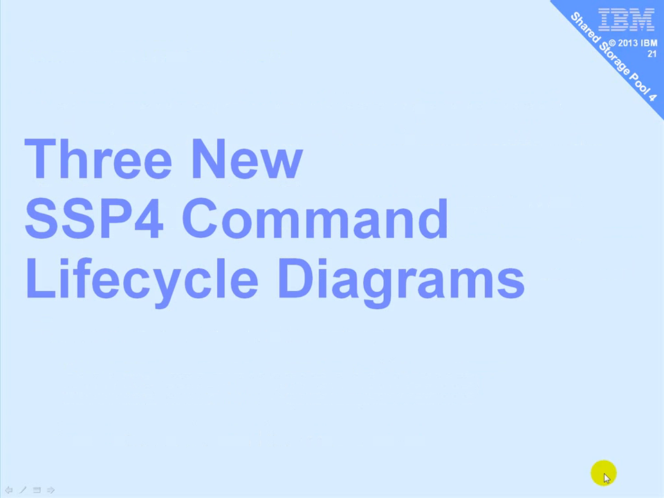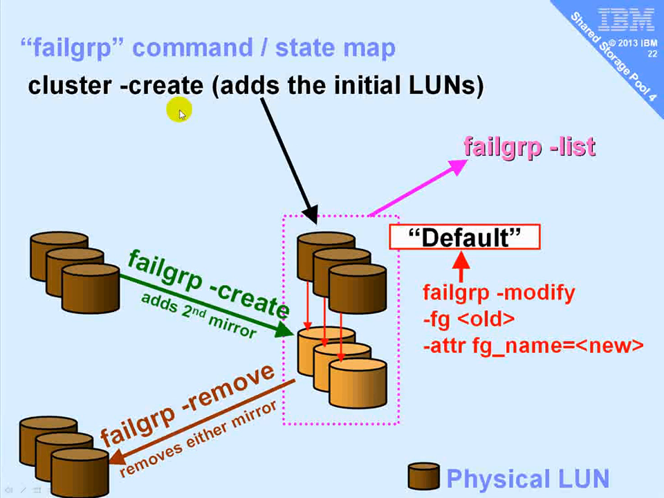Now let's have a look at those 3 commands and their lifecycle diagrams. We will still be using the cluster create command to give us the initial cluster, to add new nodes to it, and to create the initial shared storage pool on a single set of LUNs. If we want to handle disasters, then we can use the failure group create command to add our second mirror. And these will be copied pretty quickly by the VIO servers. We can use the failure group list command to give us a list of how many failure groups we've got, what content they have, and what the status of the failure groups is.